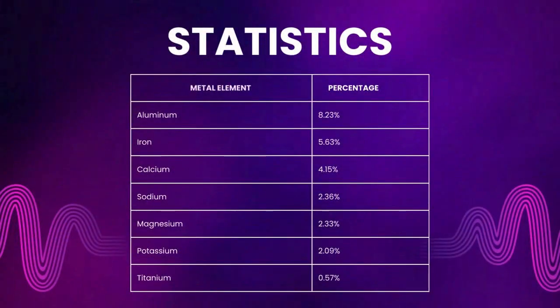Here are the statistics of the variety of elements that can be found in the Earth's crust, and notably 7 out of the 10 most abundant elements are metals. Their percentages of abundance are presented.